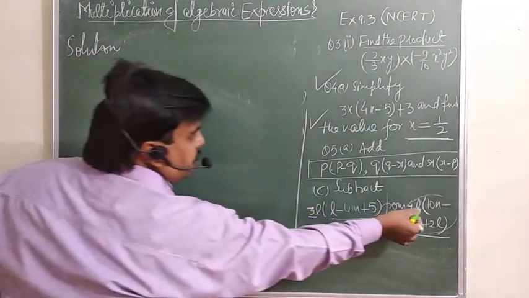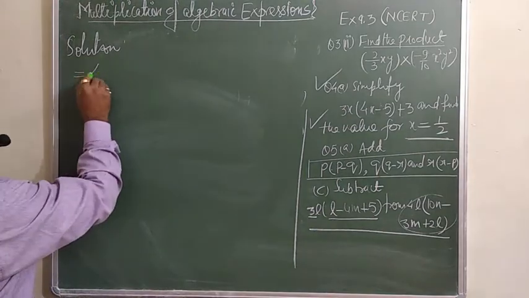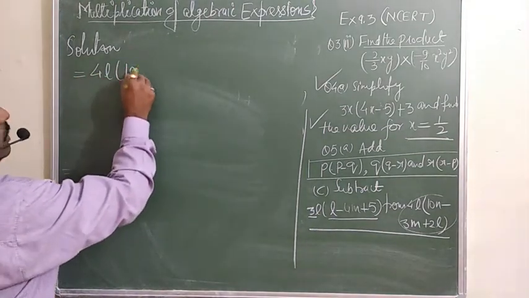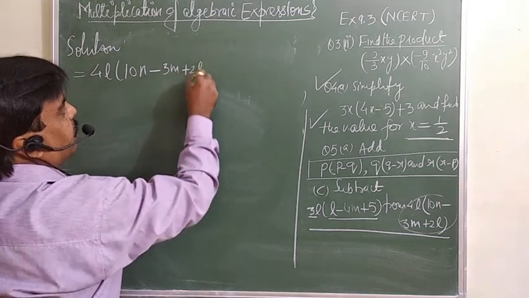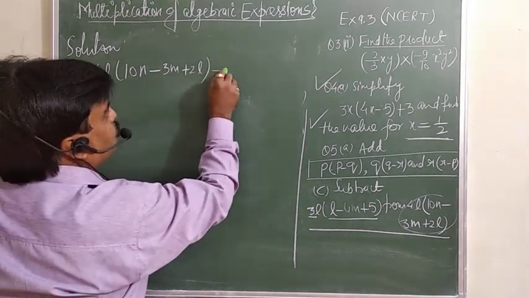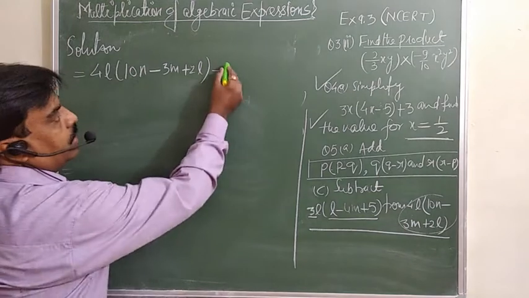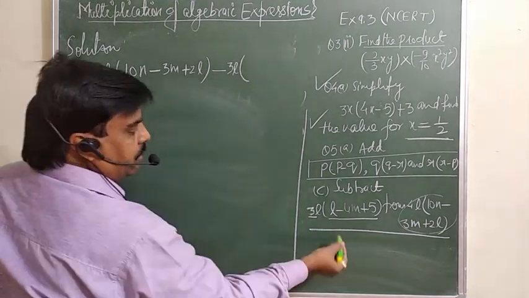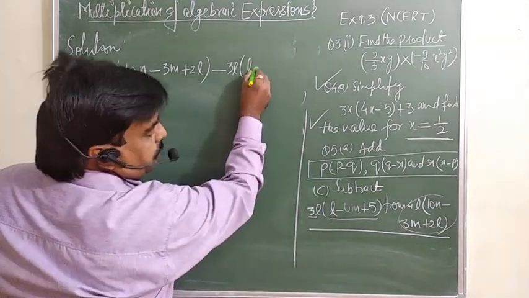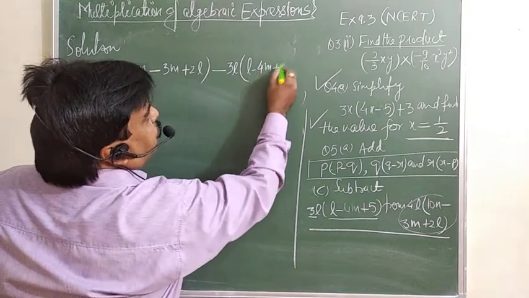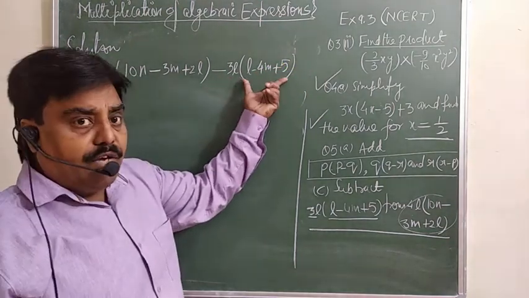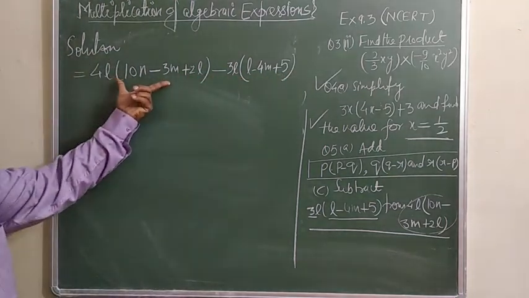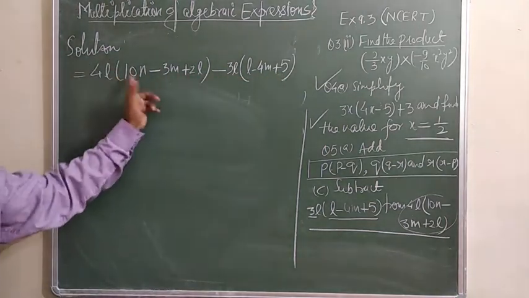So this will come first: 4L into 10N minus 3M plus 2L. From this we want to subtract this one: 3L into L minus 4M plus 5. Here you are supposed to remove the bracket first. First, remove the bracket. You are supposed to remove the bracket first.